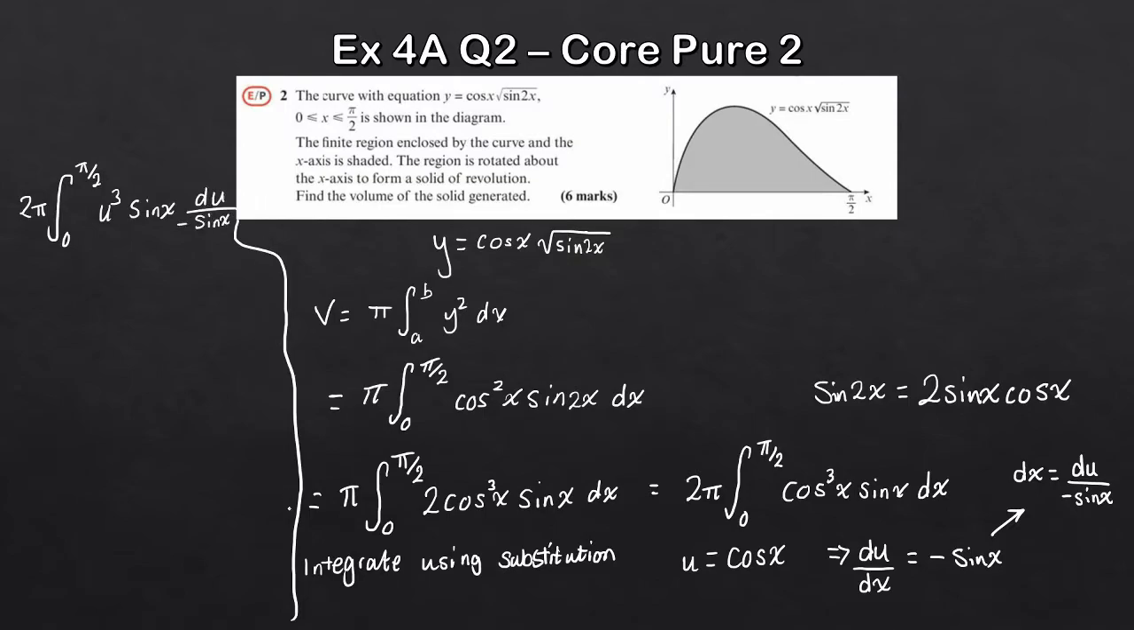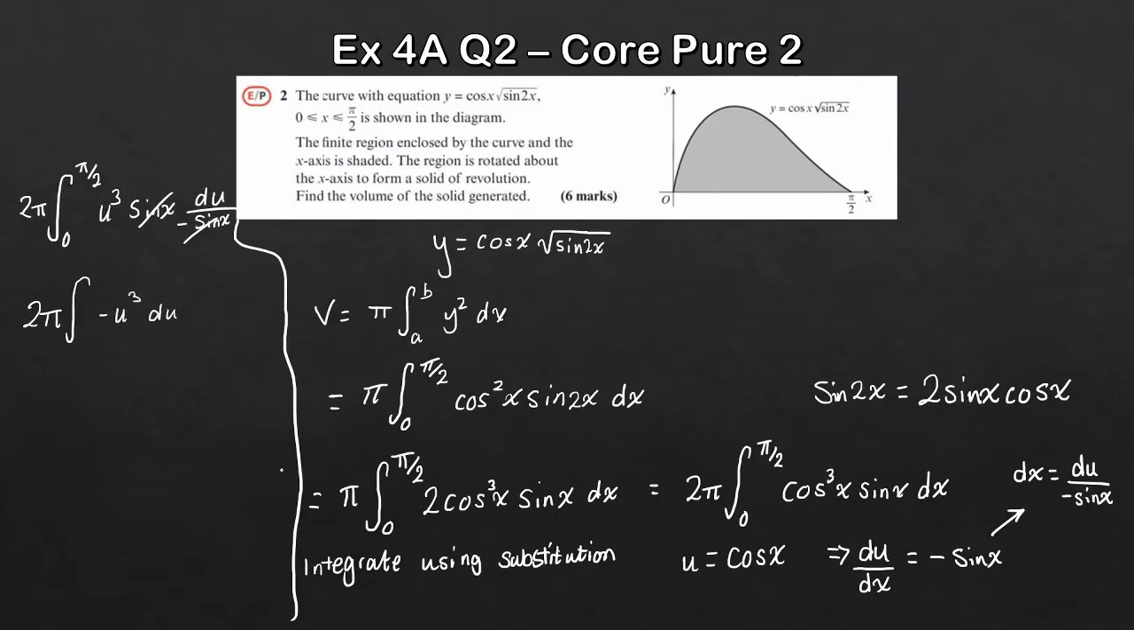Like so. Okay. Notice these sin x's will just cancel. So what I get left with now is this, minus du, essentially, but you can take this minus to the front here if you want. So what I've then got is 2 pi times the integral of minus u cubed du.